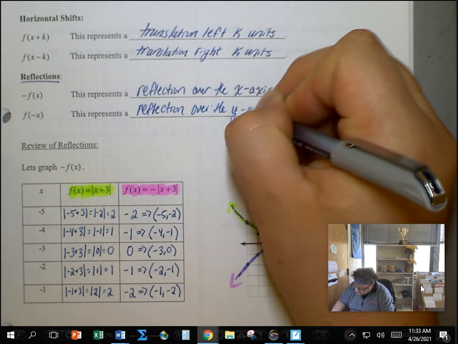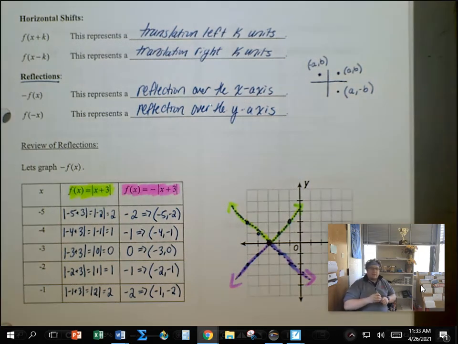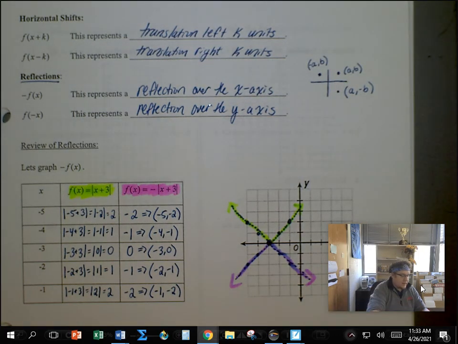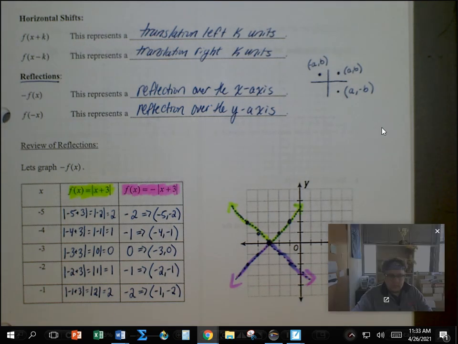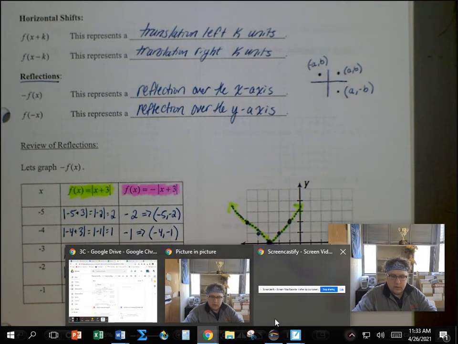And we'll use a little bit of deduction here. This one's going to be over the y-axis. And to get that video, you'll go to the next slide, and we'll start doing a couple more. Okay? Let's go back here.